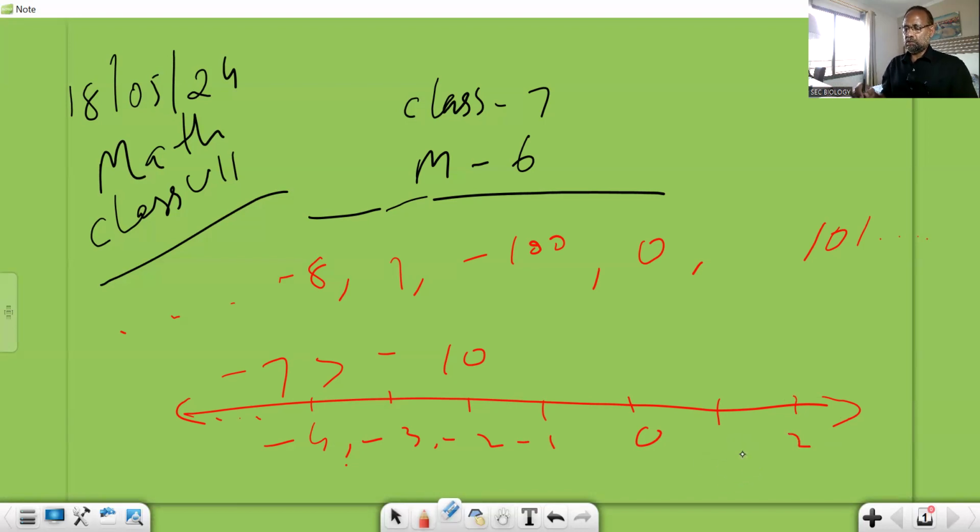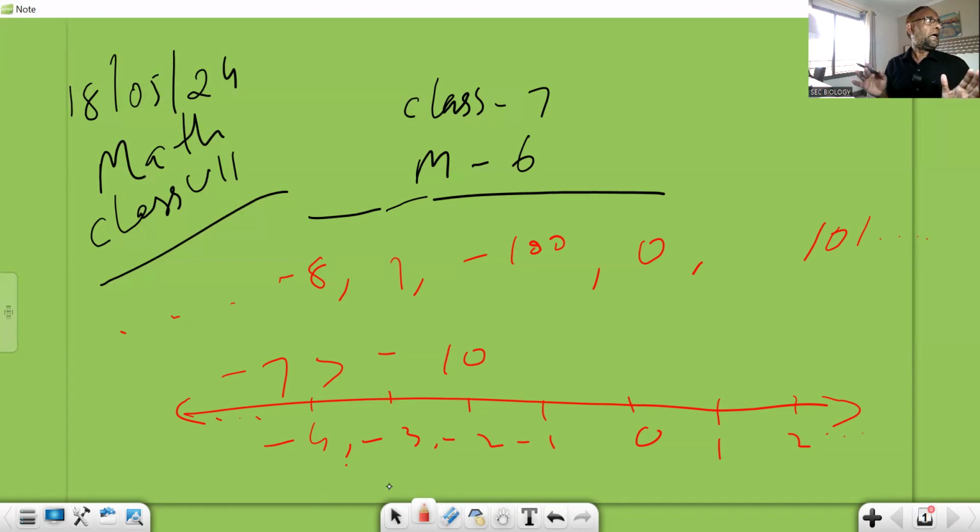Are you following or not? Yes, sir, we studied this. 1, 2, 3, like that it is going on. Both sides are open. There is no starting, there is no ending. We cannot say which is the lowest, smallest integer. We cannot say which is the highest integer. After that, we studied the number line, where you can represent numbers. Here, the numbers are integers. You have to visualize the number line always whenever you are doing math.